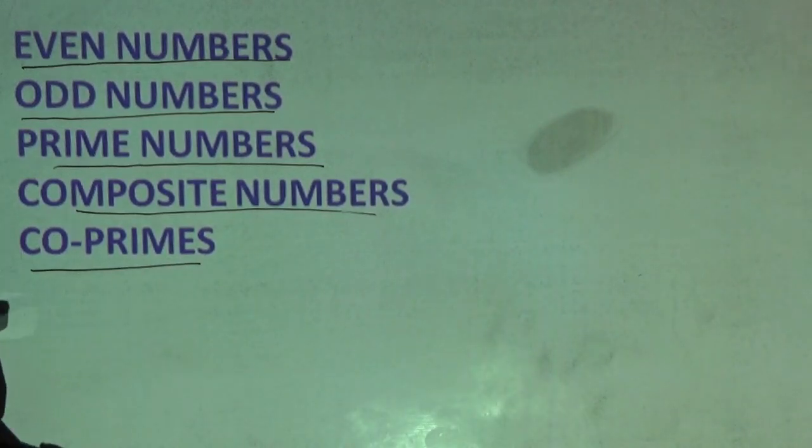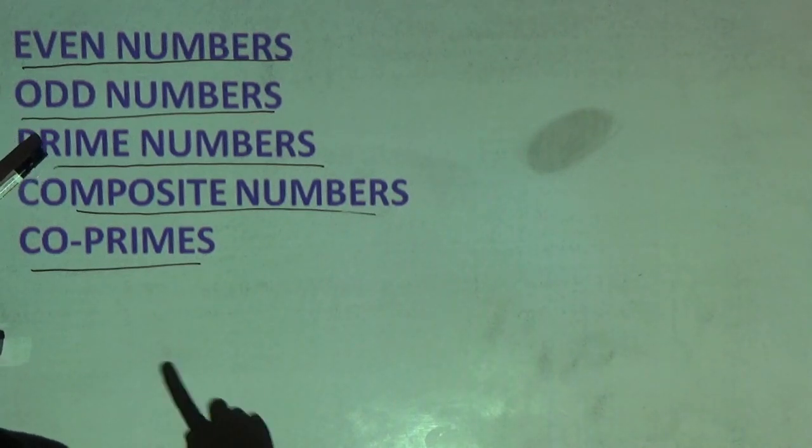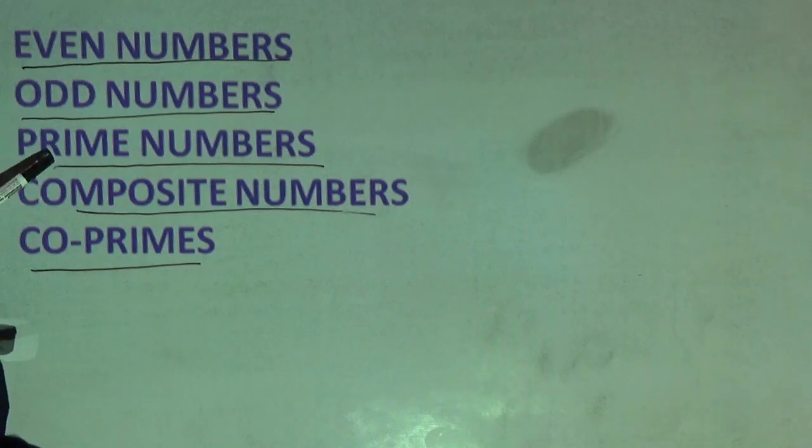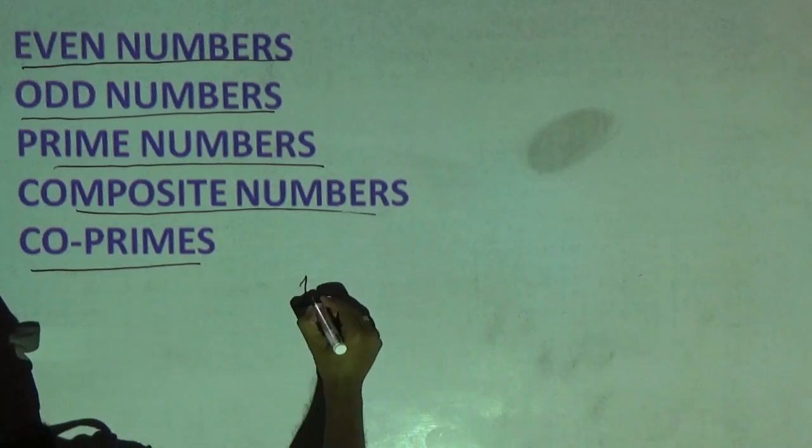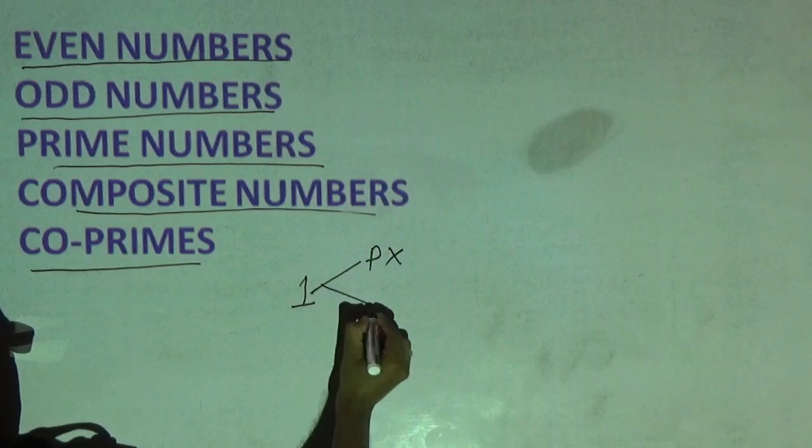So now you came to know what even numbers are. Even numbers are those numbers which are divisible by 2. What do you mean by odd numbers? The numbers which are not divisible by 2 are called odd numbers. What are prime numbers? The numbers which are divisible by 1 and itself are called prime numbers. What are composite numbers? Any natural numbers other than prime numbers are called composite numbers. But one is neither prime nor composite.